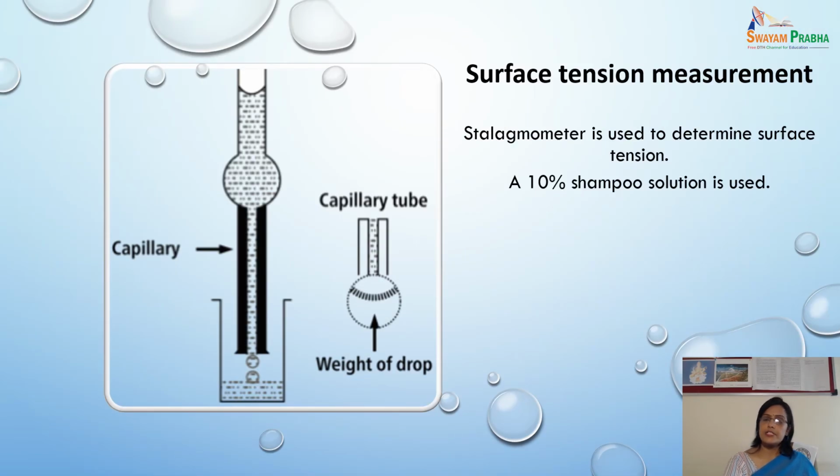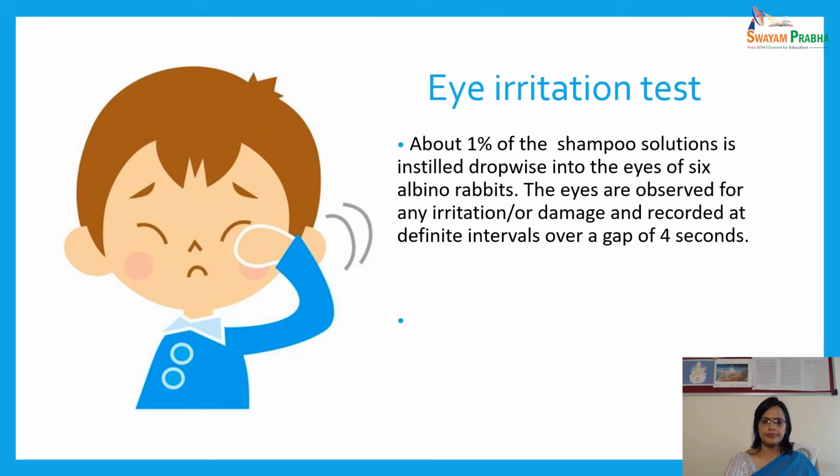Next is surface tension measurement. A stalagmometer is used to determine the surface tension. For this, a 10% shampoo solution is used. Then the eye irritation test. About 1% of the shampoo solution is instilled drop-wise into the eyes of 6 albino rats. The eyes are observed for any irritation or damage, and it is recorded at definite intervals.